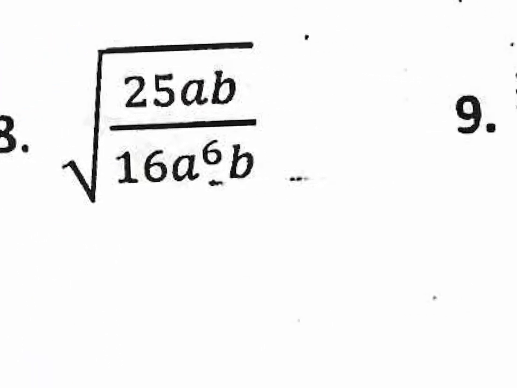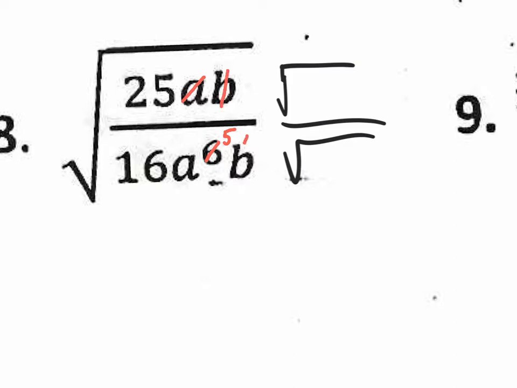Number 8, let's again split the root. Actually no, before splitting the root, it's a good idea to look at the inside and see what you could reduce, what you could simplify, what you could cancel. And we obviously have a's on the top and the bottom. This a up here is going to cancel out with one of these. You're going to have 5 left. And then this b right here is going to cancel out with this b right here, so you're not going to have any b's left.